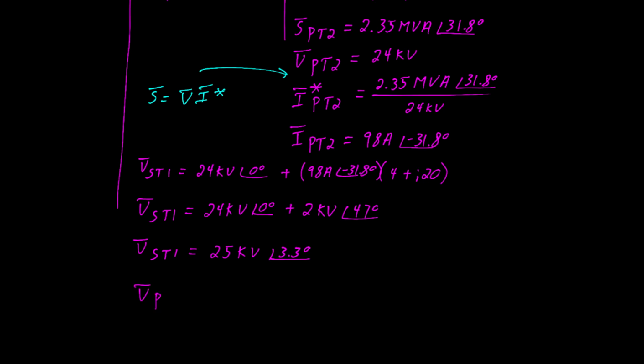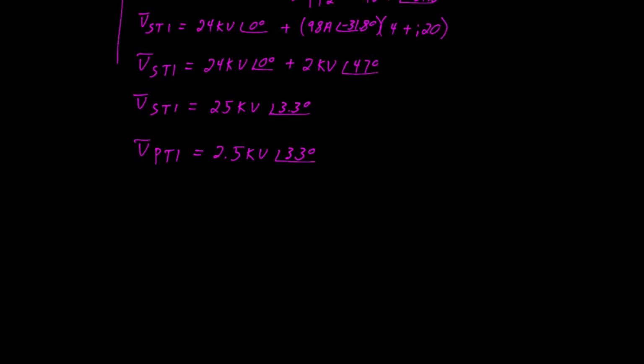Since this is a 1 to 10 step up transformer, we can just do a division by 10, and we can say that the voltage on the primary of T1, which is our source voltage, is 2.5 kilovolts at a phase angle of 3.3 degrees.